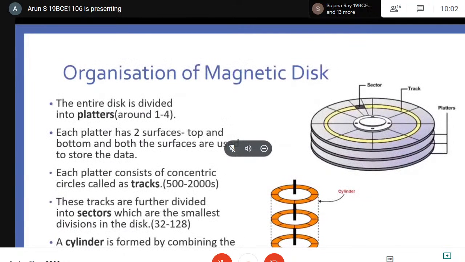Talking about the structure of the magnetic disk, it has various layers stacked above each other, and they are called platters. There are generally about 1 to 4 in a magnetic disk. Both surfaces of the platters are used to contain data. Each platter is made up of concentric circles called tracks, and these tracks are divided into sectors. A cylinder is defined as a collection of tracks at a particular radius in all platters.